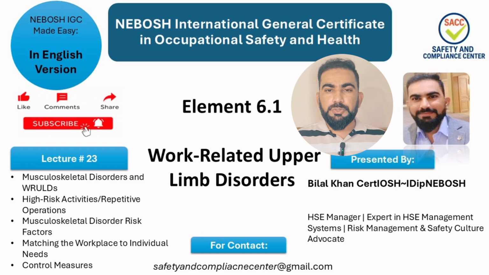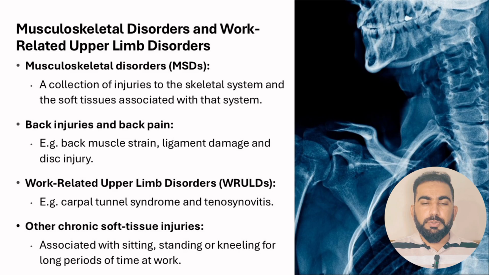In this video we are going to talk about a serious but often overlooked issue in the workplace, the musculoskeletal disorders and the work-related upper limb disorders. These are common injuries that affect muscles, joints, and tendons, and are often caused by repetitive tasks, poor posture, or physically demanding work. We will look at high risk activities, explore the key risk factors that contribute to these conditions, and discuss why it is so important to match the workplace to individual needs. So let's start with the musculoskeletal disorders.